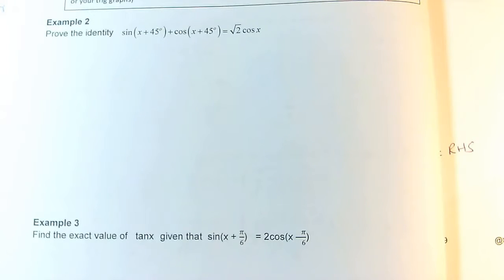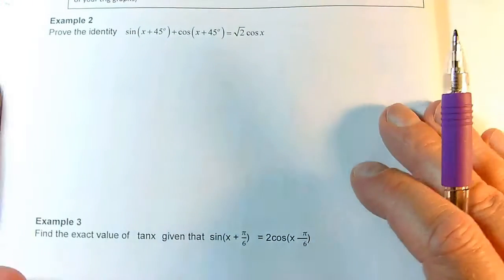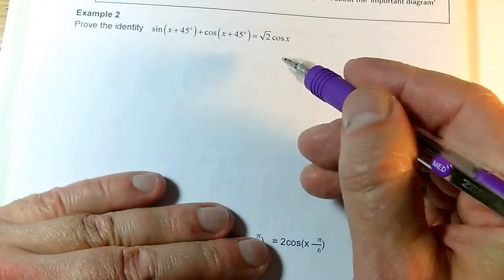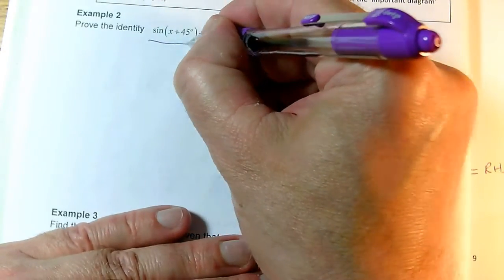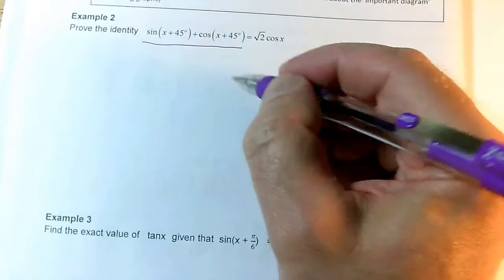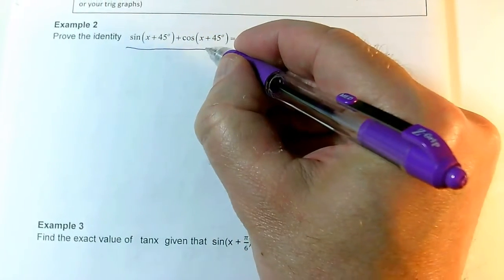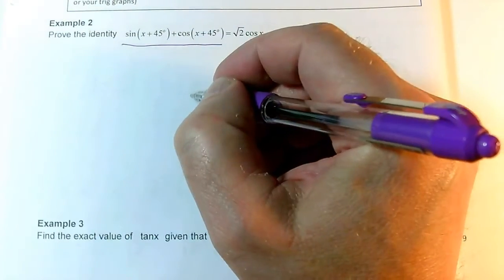Okay, we've got an identity to prove, and we always start with the side that looks more complicated, and in this particular case it's definitely this. Now what do I think I can do with this? Well, I've got sine of an addition and I've got cos of an addition, and I know addition formulas.